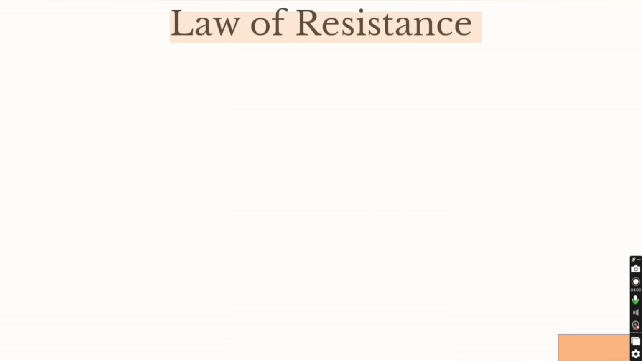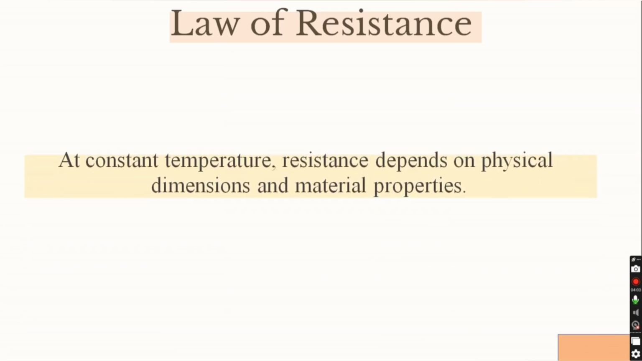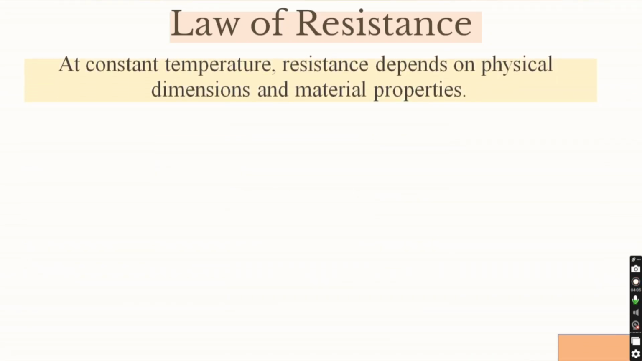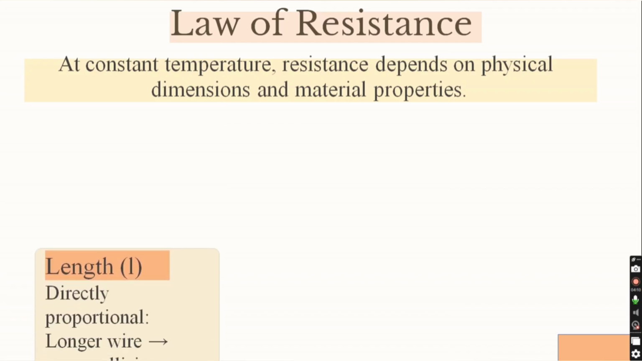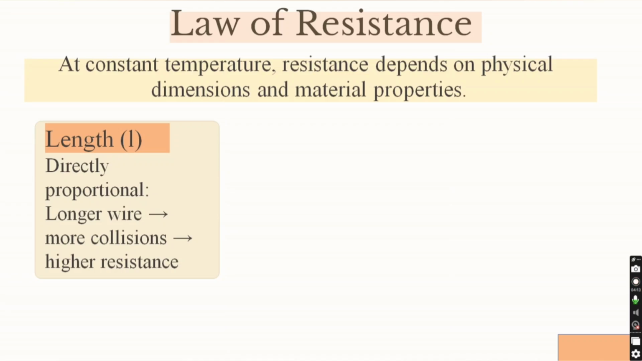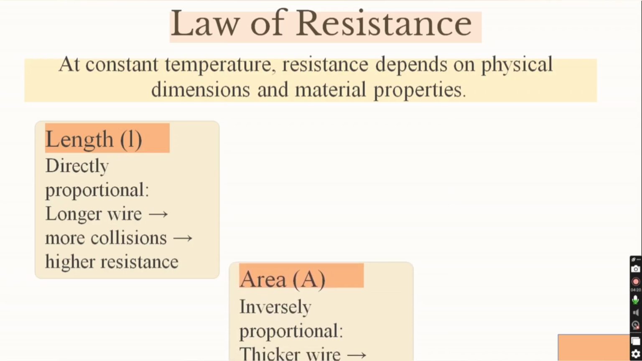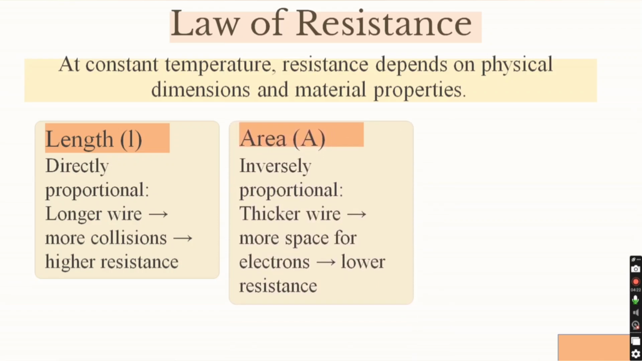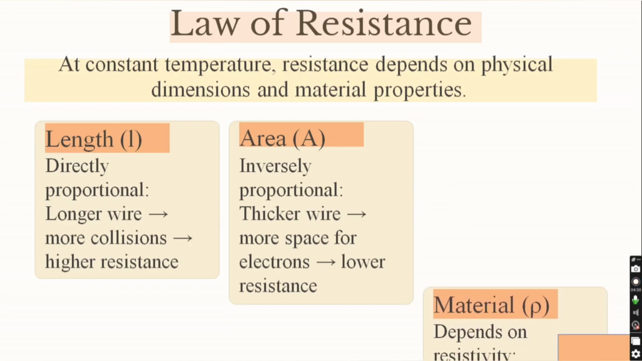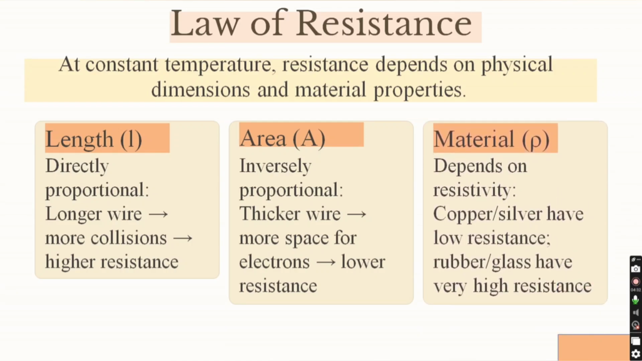The resistance of a conductor depends on its physical dimensions and material. According to the law of resistance, at constant temperature, the resistance of a conductor is directly proportional to its length. Longer wire, more collisions, higher resistance. It is inversely proportional to its cross-sectional area. Thicker wire, more space for electrons, lower resistance. It also depends on the nature of material. For copper, silver, low resistance. For rubber, glass, very high resistance.